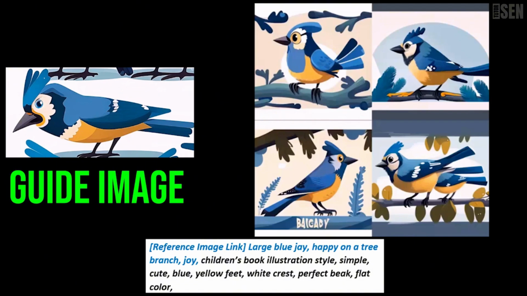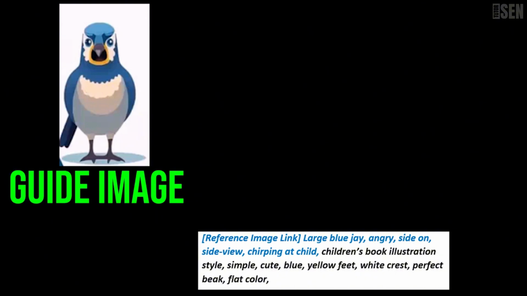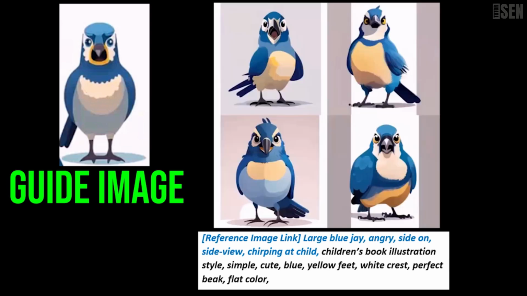What do you think? If you are just starting from scratch with no experience, this is a great start, isn't it? Well, we can continue. Using this as the guide image, we can write another prompt. Reference image link, large blue jay, angry, side-on side view, chirping at a child. And we get this. It got the first part right, but it's not chirping at a child.